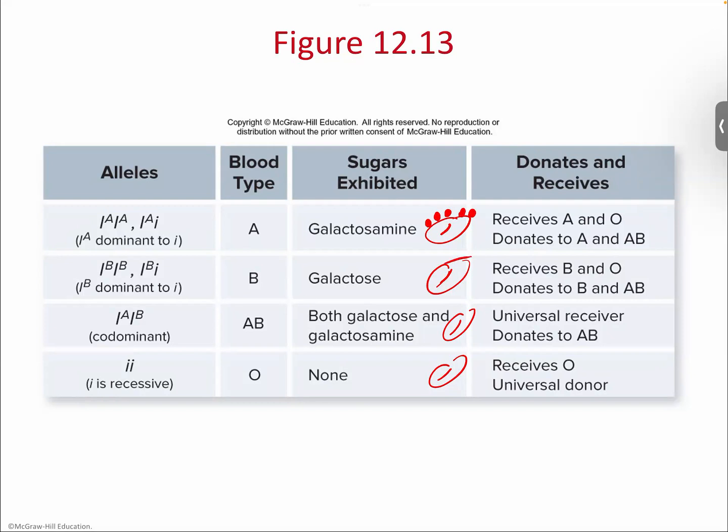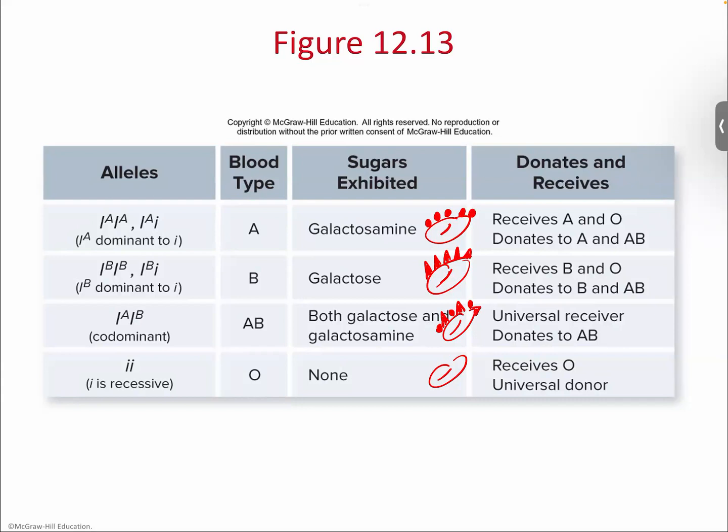Now, a person with B type is going to be making galactose. That's going to be their carbohydrate. The same thing is happening with their immune system. So their immune system is being trained to see galactose as normal, so everything else is killed, right? Now, an AB person is going to be making both galactosamine and galactose. And then an O-type person makes nothing.